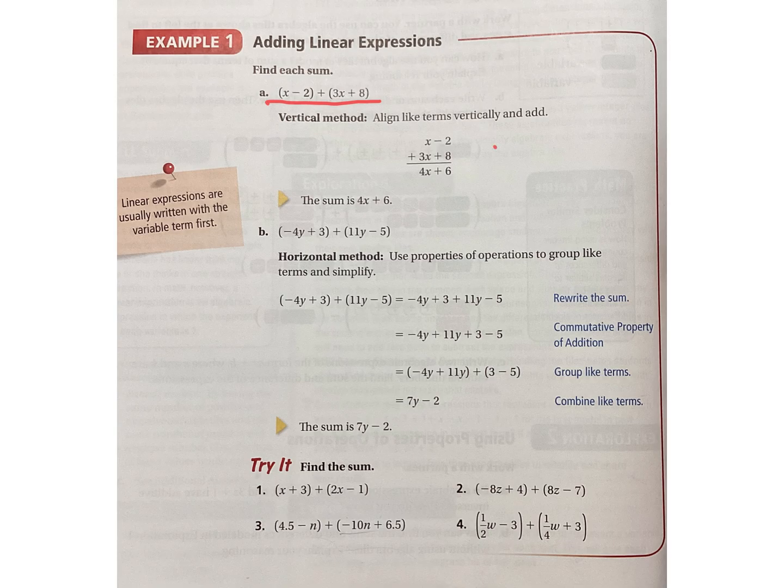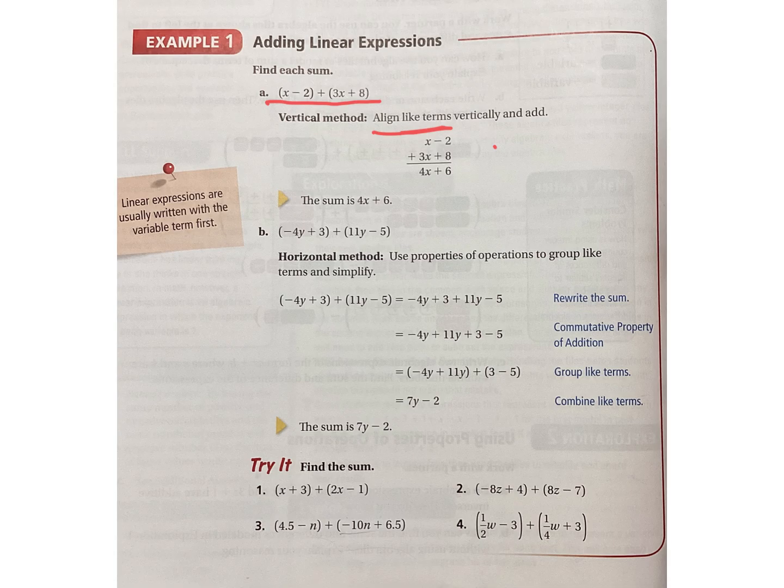You put the first one, the x minus 2, and you line up the 3x plus 8. You have to line the variables up, or align the like terms. Okay, and so the x and the 3x are lined up, and the negative 2 and the plus 8 are lined up, and you're adding those together. And you'll see that you get 4x plus 6.